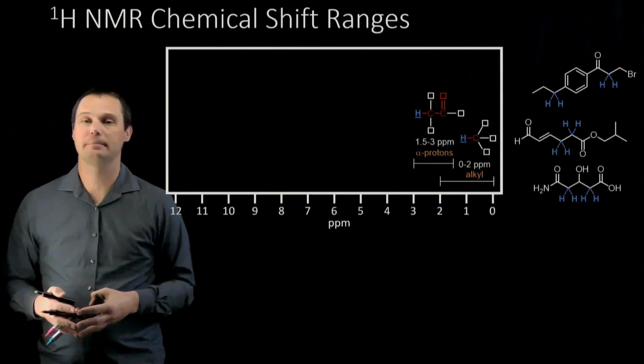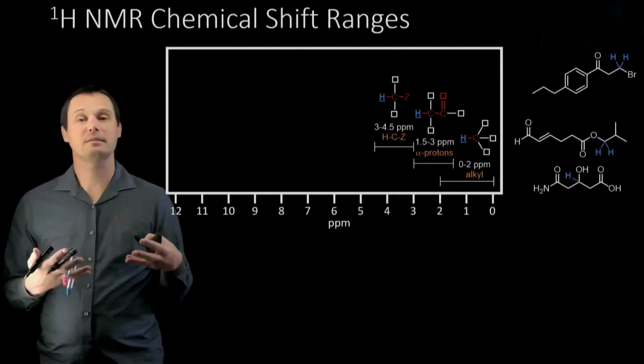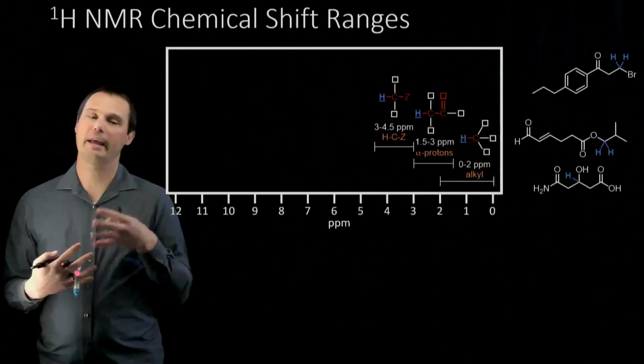Moving further downfield, the next range you need to know goes from 3 to about 4.5 parts per million, and this is the HCZ region. That's what I call it, HCZ.